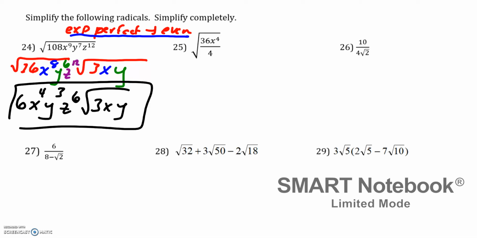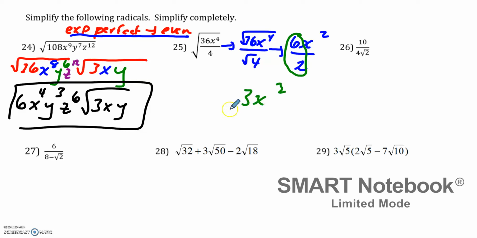25 is asking you to divide the two numbers. However, I noticed that everything is underneath the square root, and if you would like, you could make this root 36 x to the 4th over root 4. The reason I like this problem so much is because every single thing is perfect. The square root of 36 is 6. The square root of x to the 4th, because it's even, is x squared. The square root of 4 is 2. And so this answer is almost reduced, except I can divide 6 divided by 2. So my answer just ends up being 3x squared.